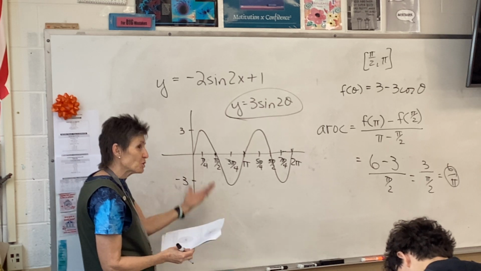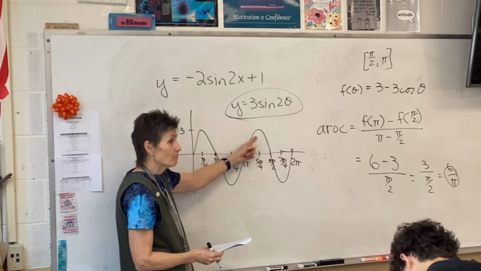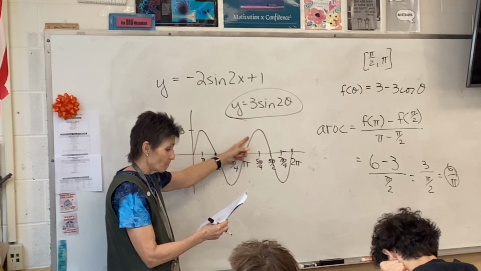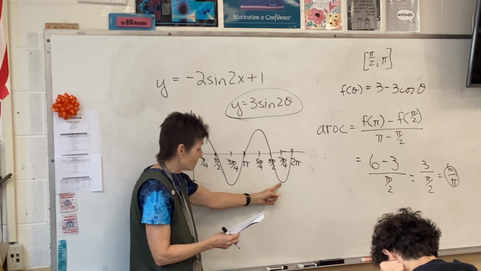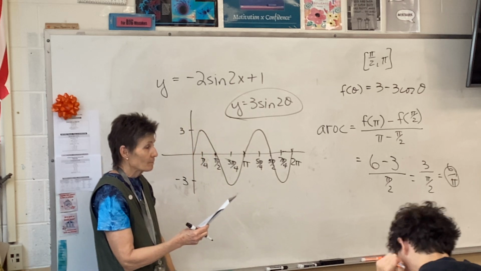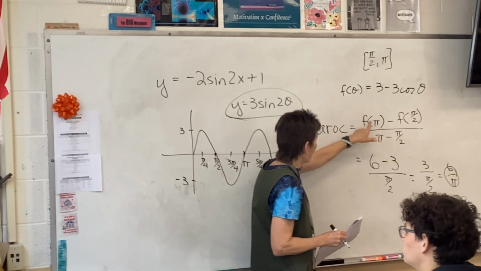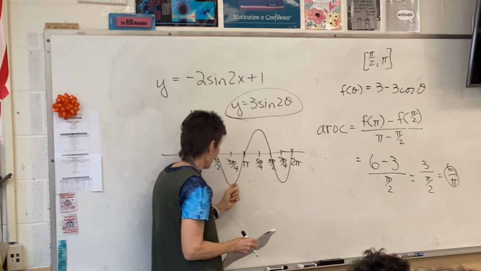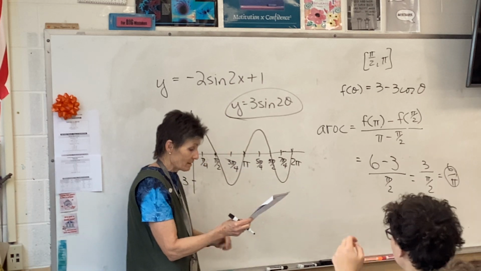Where do I have matching y values? Pi over 4 and 5 pi over 4? Is that an option? Nope. 3 pi over 4 and 7 pi over 4? Yep, there it is. Answer C. If your average rate of change is going to be 0, your y's have to match. These have to be the same number. And that happens here and here. It happens other places too. But for our answers, that would be the choice.